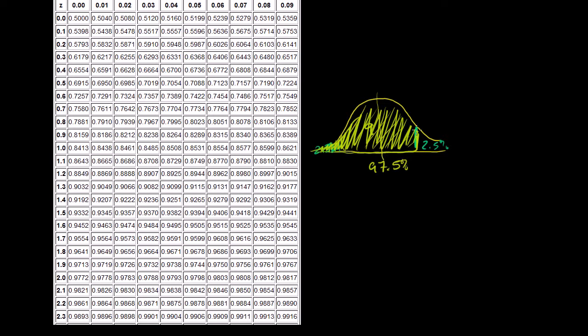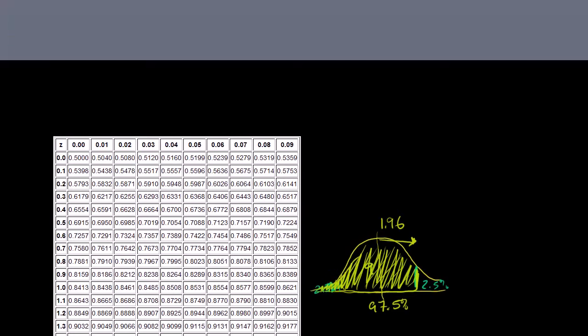97.5%. If we get this z-value and then apply it on both sides, then we're going to have something that contains 95%. So let's look up the 97.5. 97.5 is right over there. And that is 1.96 standard deviations. So this is 1.96 for a normalized standard deviation, or a z-score of 1.96.